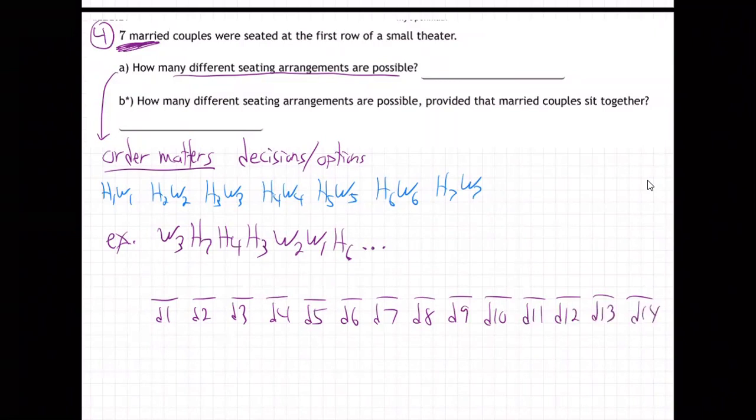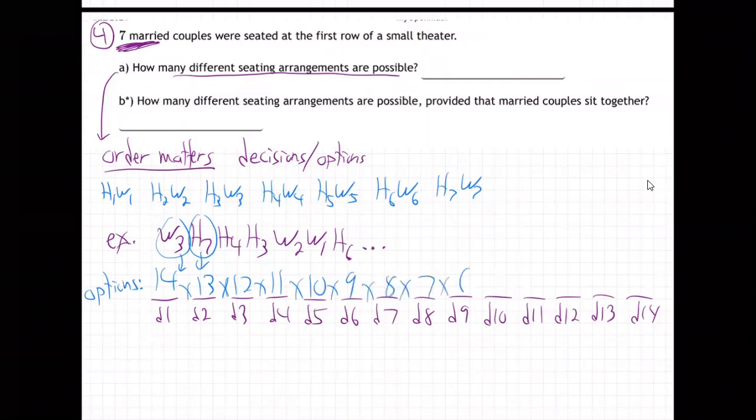So for the first decision, now we're going to put the options up here. How many options did I have for the first decision? I chose wife 3. I had 14 options. I could have put any of the 14 people in the first seat, right? Next, husband 7. How many options? Well, 13. And then 12, and etc., right? All the way down. 10, 9, 8, 7, 6, 5, 4, 3, 2, 1. That's going to be a gigantic number.